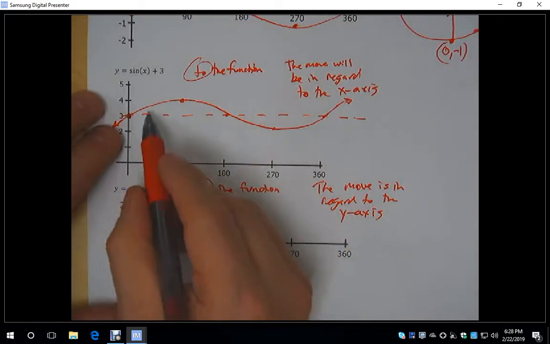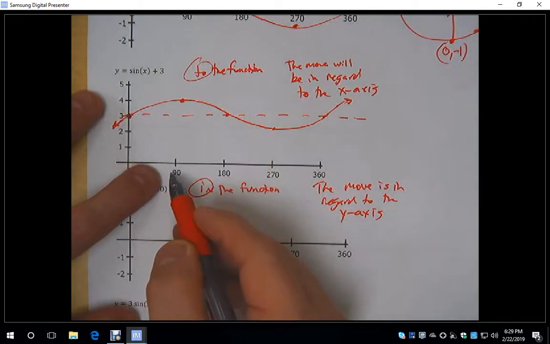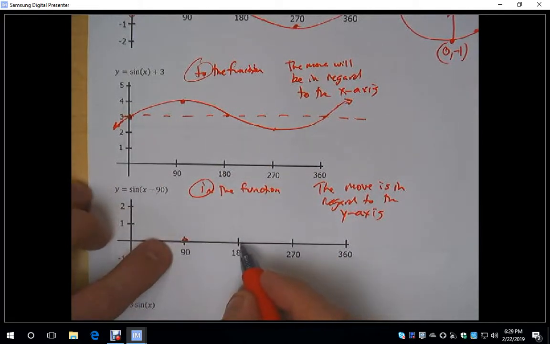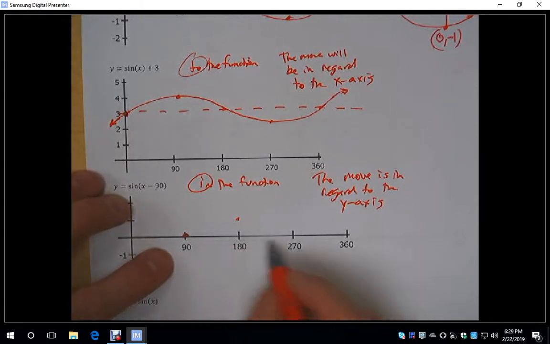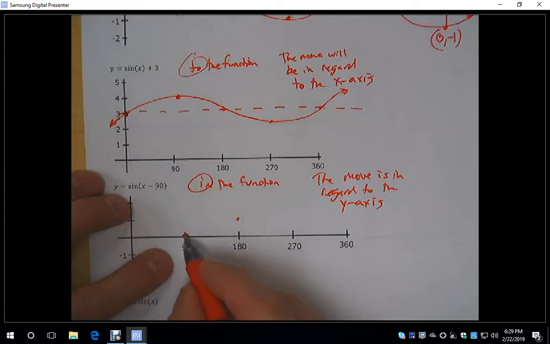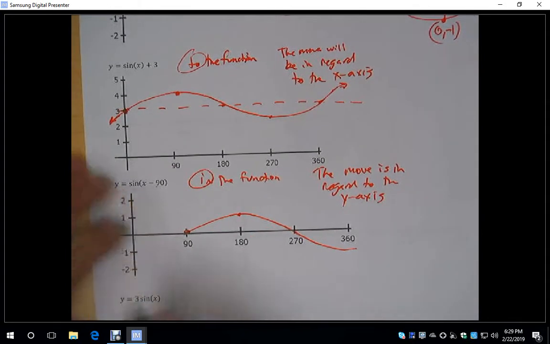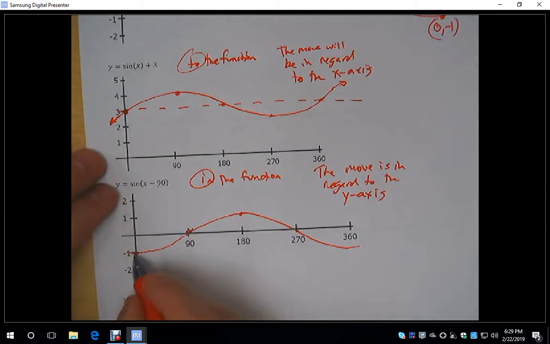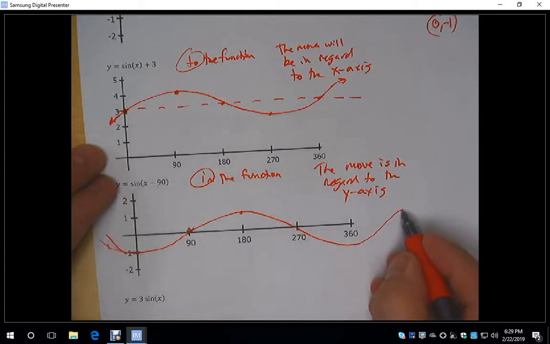And this summertime, or this maximum point that was at 90 degrees, is now going to be over at 180 degrees. So all the points are going to be shifted over to the right by this 90 degrees. So at this point, we are going to go from springtime to summertime to fall to wintertime. And again, this graph doesn't really have a starting or ending point. It will just continue on forever, so I'll indicate that with arrows.